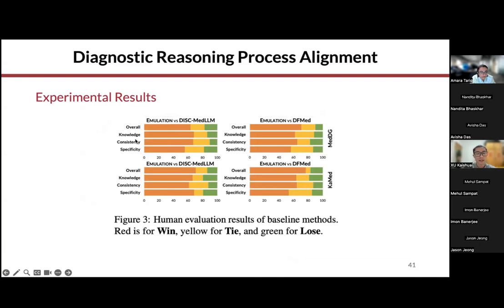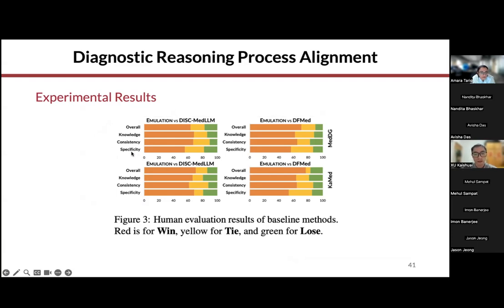We asked 3 doctors to evaluate the responses on 3 aspects. First is knowledge accuracy, which is quite important as the hallucination problem of the LLM is quite obvious. So knowledge accuracy is an important indicator. The second one is consistency, which means whether the response is consistent with the context. And the third metric is specificity.